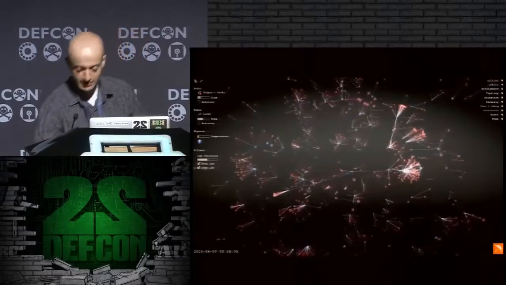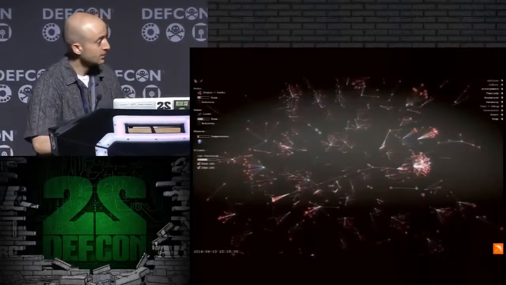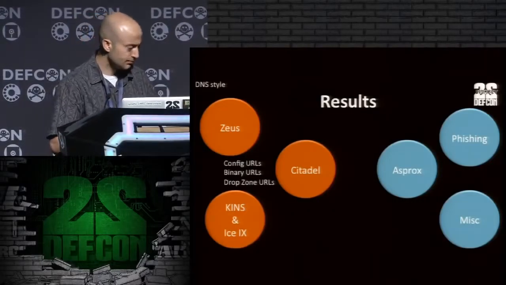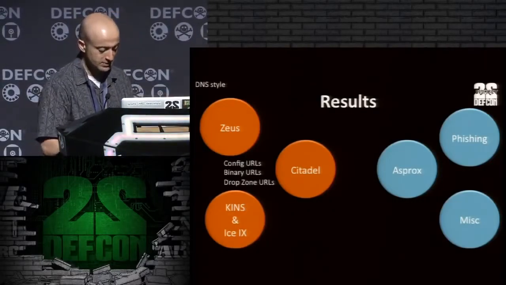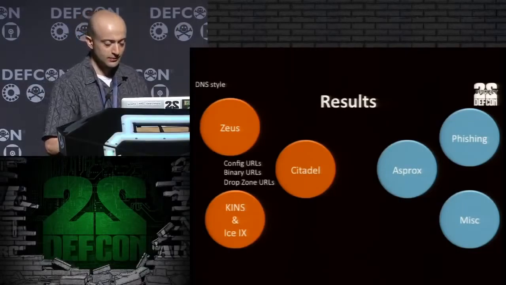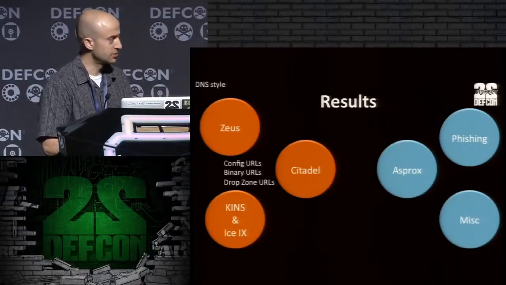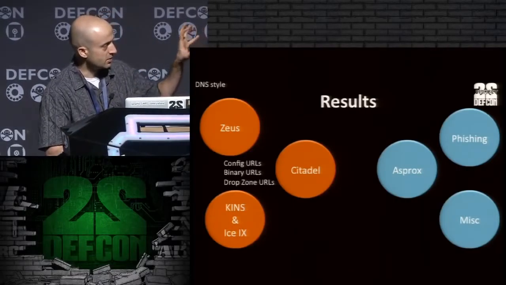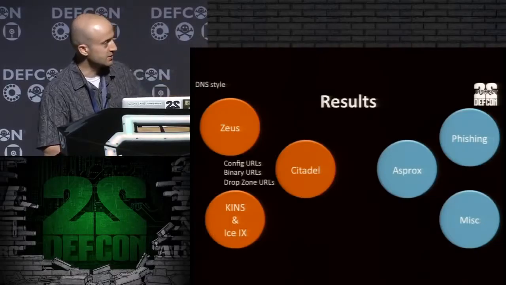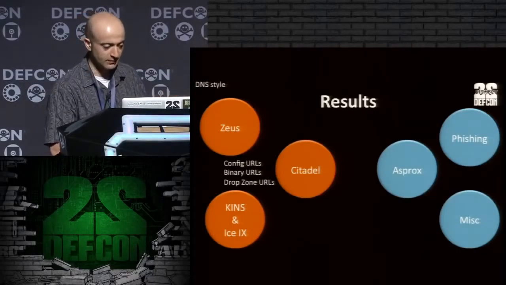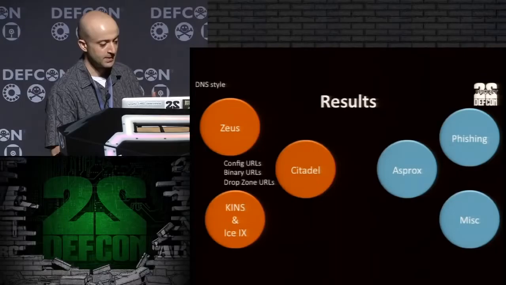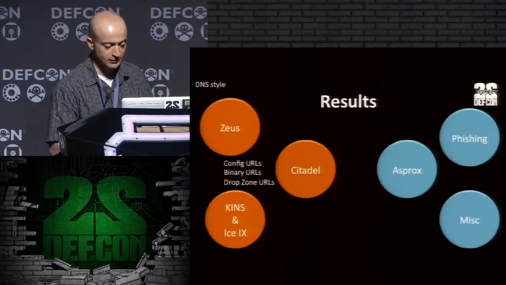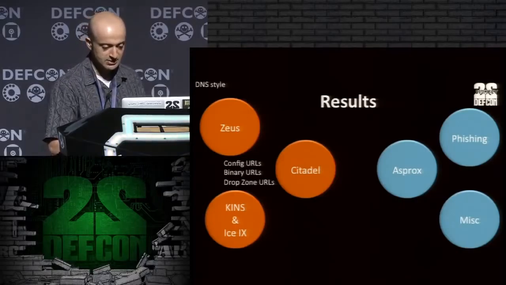All right, thank you, Thibaut. Now, this investigation using visualization helped us basically confirm a few things. The next step is to figure out what these domains are used for. So it's okay to catch these domains, it's relatively easy. But we see here that they are multi-purpose. So on the left you see they are used by Zeus, the generic variant, Citadel, Kins, and Ice9, delivering the 3 types of URLs. On the other side you have Asprox, which is a click fraud botnet, and also phishing and miscellaneous cases.